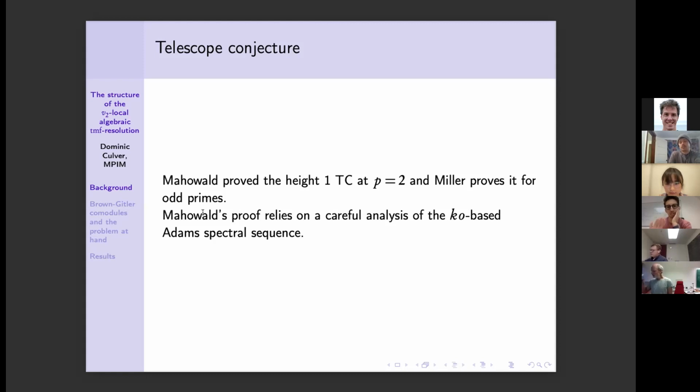the height 1 telescope conjecture at the prime 2 was resolved through looking at an Adams-type spectral sequence based on an interesting cohomology theory, rather than say mod p homology, in which case you get the classical Adams spectral sequence, or Brown-Peterson homology, in which case you get the Adams-Novikov spectral sequence. So he studied something very, very different.